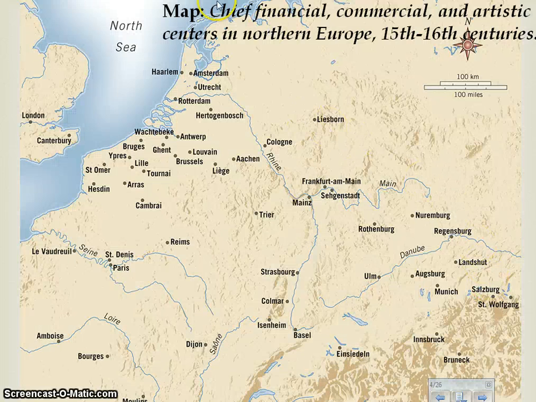So here we have Northern Europe. Over here, this is Germany, okay? So we see things like Munich, Rothenburg, and Nuremberg. These are all parts of Germany. Then up here, this is a Flemish area, which we'll talk about, which is modern-day Netherlands. Here we have France and of course England over here.